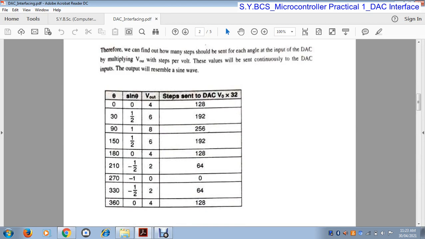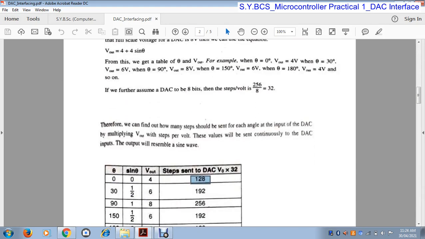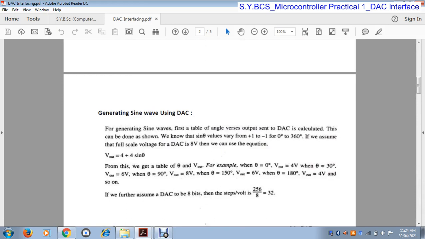Here theta is 0, that means the angle is 0. At a 0 angle the output voltage is 4, and it generates this output at 128 step here. So how do we calculate the output voltage? This is the formula for output voltage.